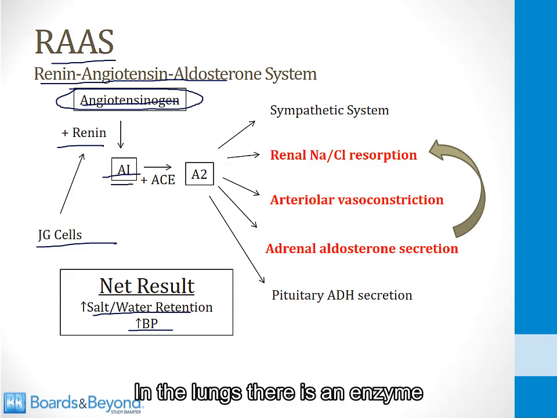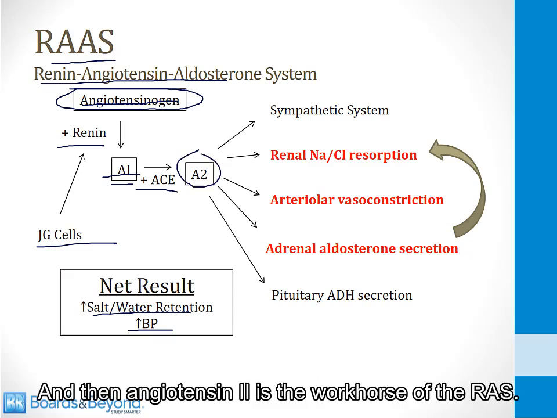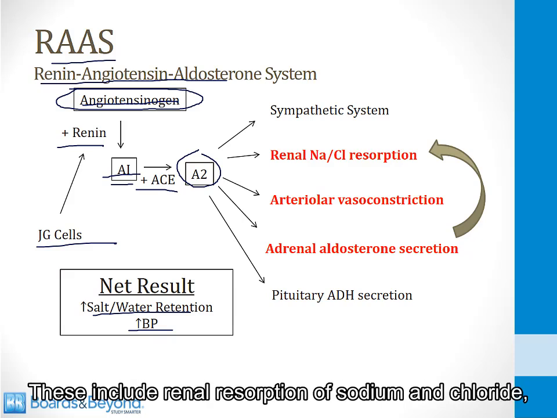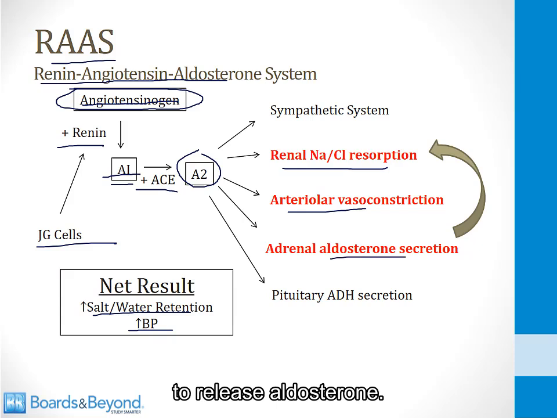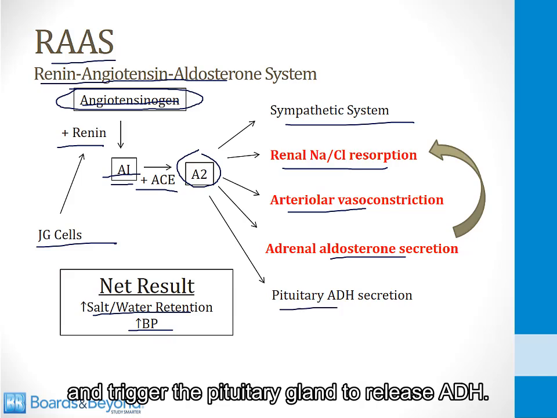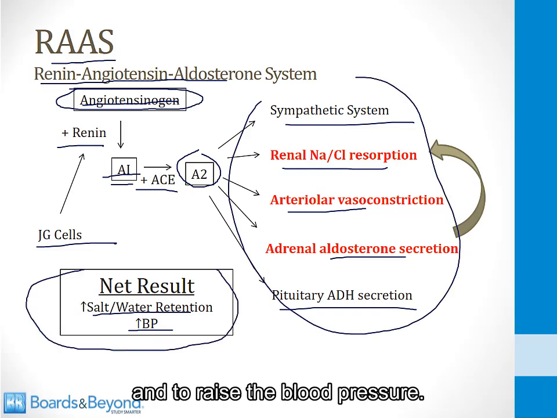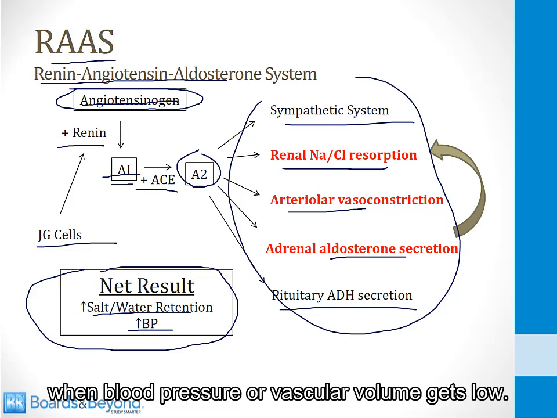In the lungs, there is an enzyme called angiotensin converting enzyme, or ACE, which can convert angiotensin 1 to angiotensin 2. And then angiotensin 2 is the workhorse of the RAS. It has a number of effects, all of which are shown on this slide. The key effects are bolded in red. These include renal resorption of sodium and chloride, vasoconstriction of arterioles, and also triggering of the adrenal glands to release aldosterone. In addition, angiotensin 2 can activate the sympathetic nervous system and trigger the pituitary gland to release ADH. And all of these effects together work to raise the amount of sodium and water in the body and to raise the blood pressure, and therefore this system is a response mechanism when blood pressure or vascular volume gets low.